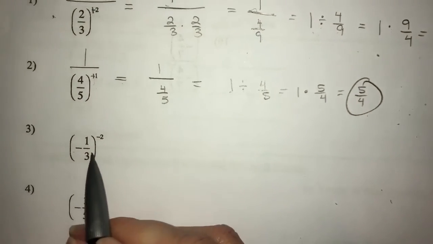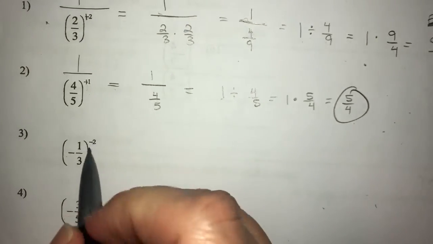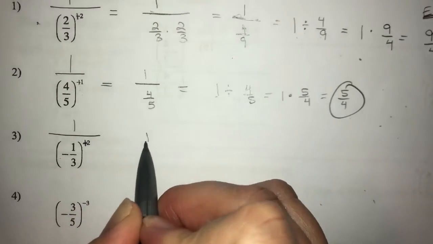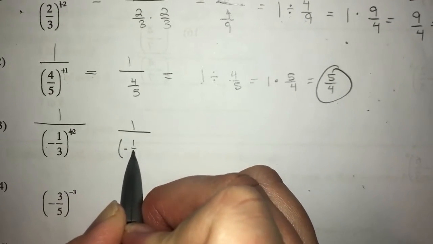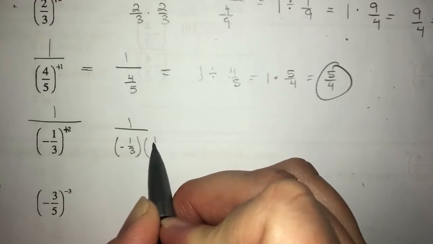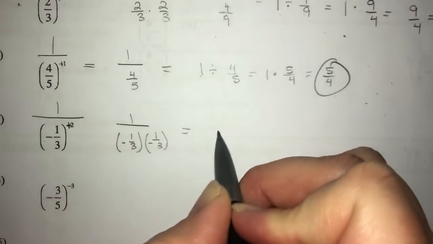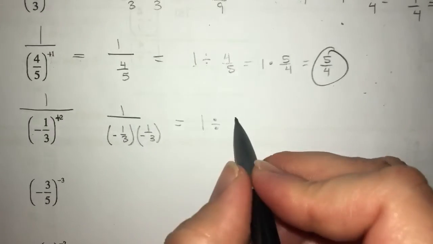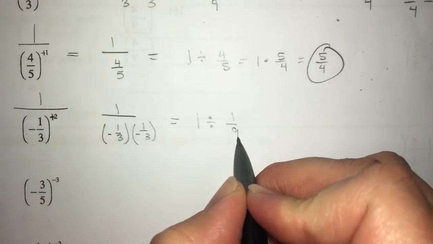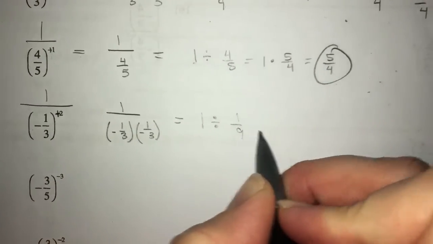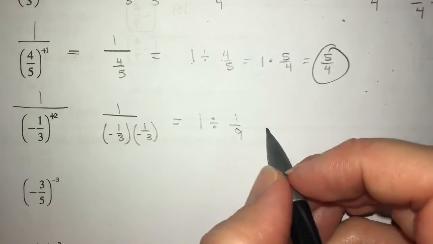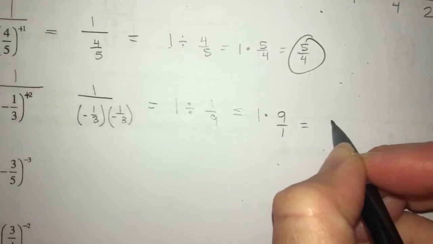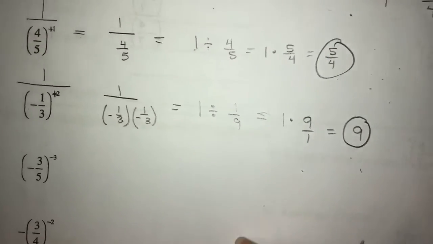Let's try it again. Negative 1/3 has been brought to the negative second power. Remember, we put a 1 on top. It only changes the sign of the exponent. So that makes this 1 over negative 1/3, and we have it 2 times down here, negative 1/3. So when we evaluate, this really means 1 divided by, well, 1 times 1 is 1, 3 times 3 is 9, and a negative times a negative is a positive. So this would be 1 divided by 1/9, which really means 1 times 9 over 1, which gives us just positive 9.